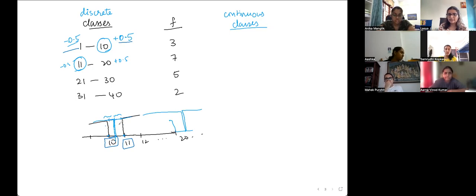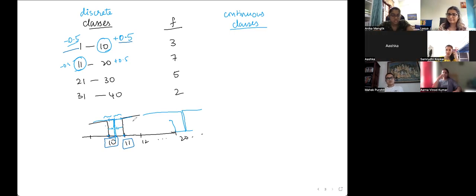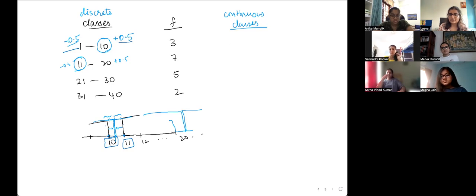So that way you ensure that you're including all the observations, you're not leaving anything out. And secondly, you prevent overlaps also, because both of them are in their own lane, there's no overlap between them. So this is how you convert discrete into continuous classes. You look at the difference between the upper limit of the first class and the lower limit of the next class, and then find the midway point between both. Here the difference is 1, 11 minus 10, so the addition and subtraction you're doing is with half of 1. So this becomes 0.5 to 10.5, this becomes 10.5 to 20.5, this is 20.5 to 30.5, and 30.5 to 40.5.